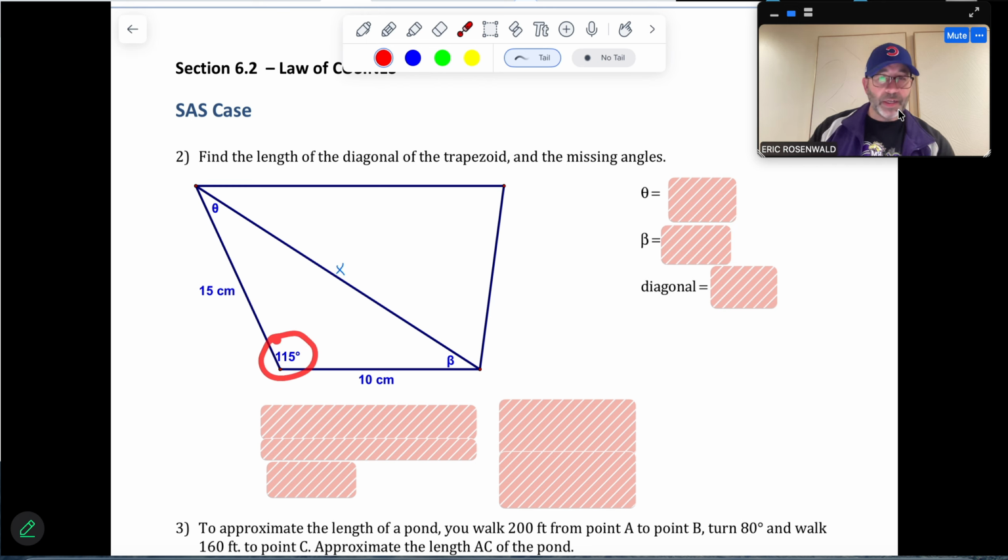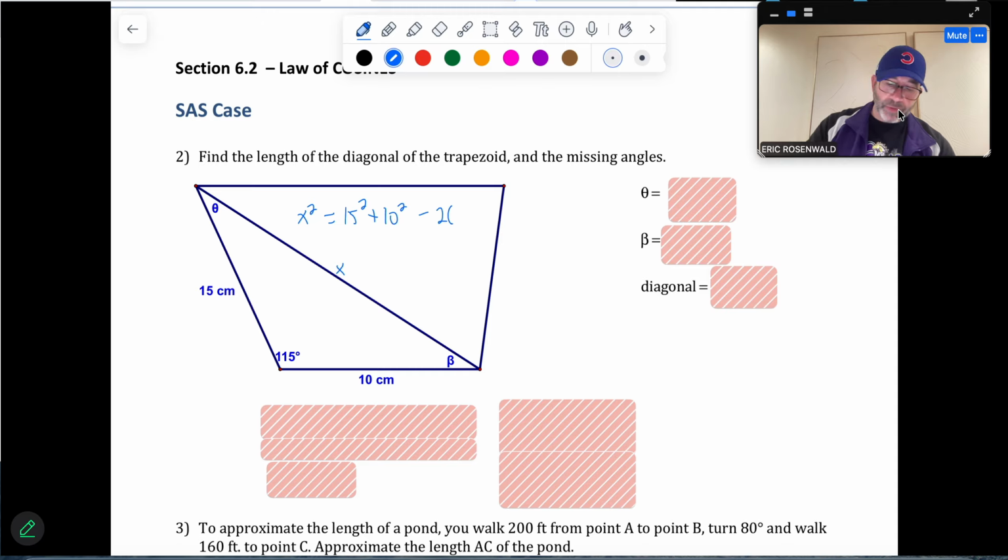I'm given an angle right here. Across from it is the diagonal that we're trying to find. So that's x. So we have a side given to us, and then we have an angle that's given to us across from it, okay? That means I can use any one of my formulas. So if we set this up, we're going to have x squared, because that's the missing side, is equal to a squared. Now, it doesn't matter which one is my a and which one's my b. If I put in my a squared, we'll just say 15 squared plus 10 squared minus 2 times 15 times 10, and then the cosine of 115.